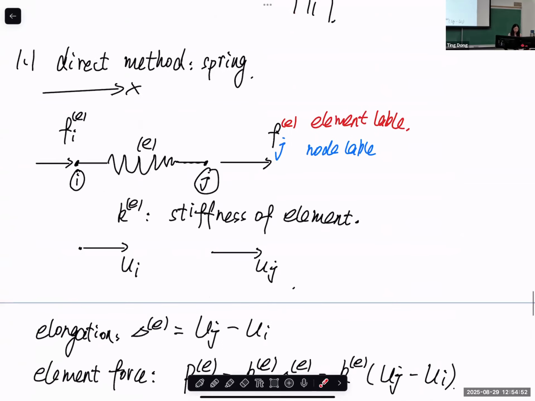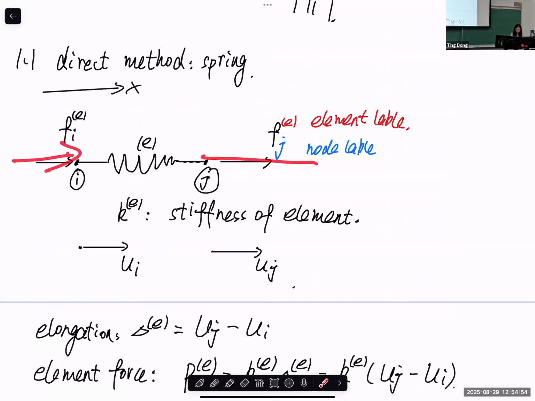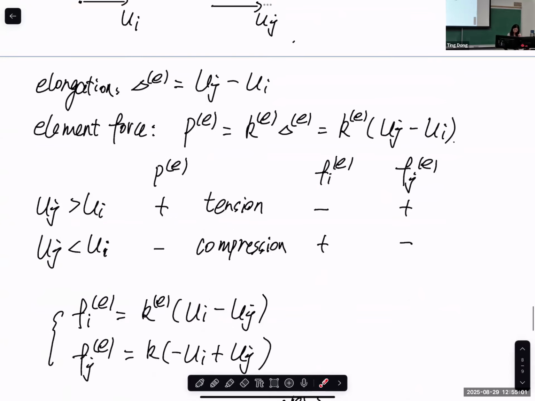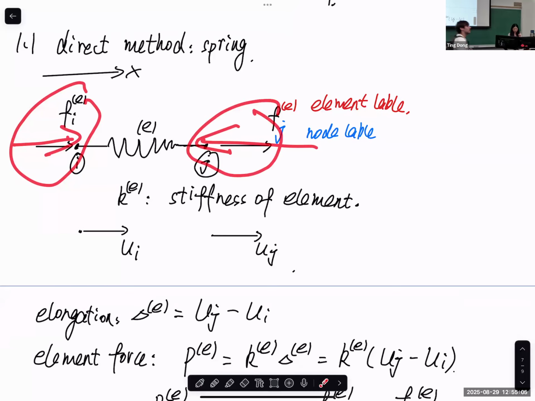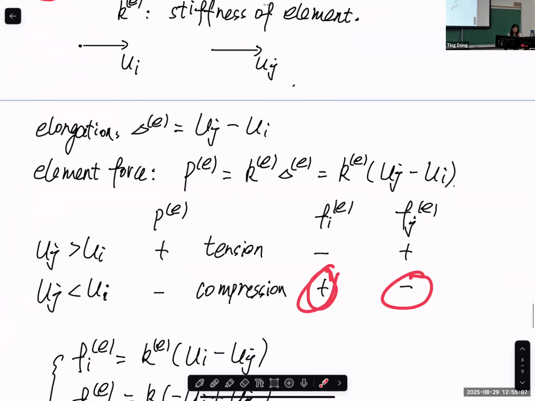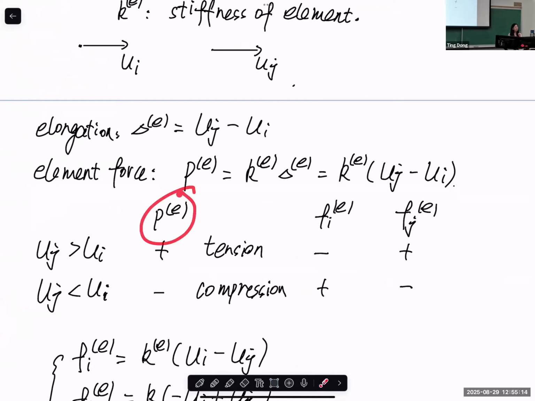And to generate compression, obviously we need to apply forces in this way. It means that the force applied at node I is in the positive x direction, but the force applied at node J should be in the negative x direction. That's why we have positive and negative signs here. And for the internal force, we learned this in mechanics of materials: whenever it's tension, it should be positive, and whenever it's compression, it should be negative.